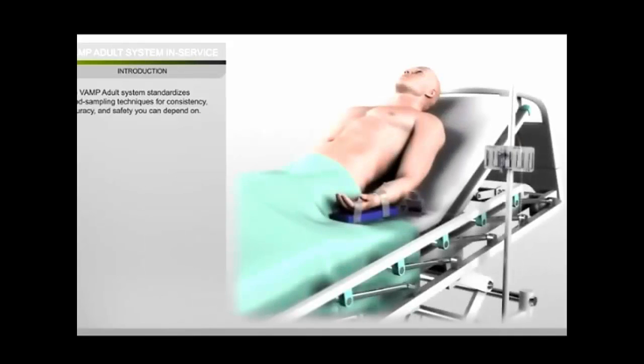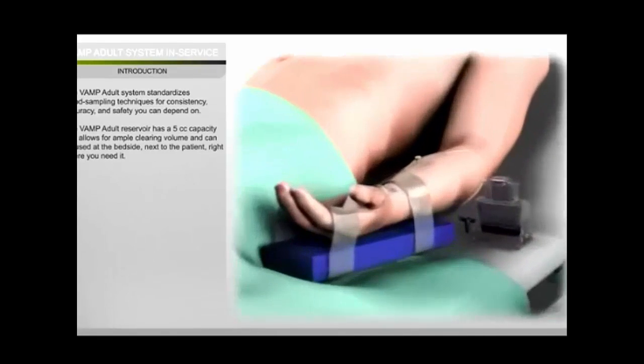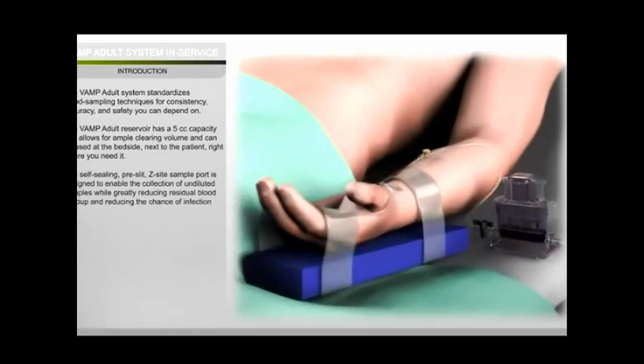Setup, priming, sampling, and flushing are quick and easy with the VAMP Adult System. The VAMP Adult Reservoir has a 5cc capacity that allows for ample clearing volume and can be used at the bedside, next to the patient, right where you need it. The self-sealing, pre-slit, non-latex Z-Site sample port is designed to enable the collection of undiluted samples while greatly reducing residual blood buildup and reducing the chance of infection.